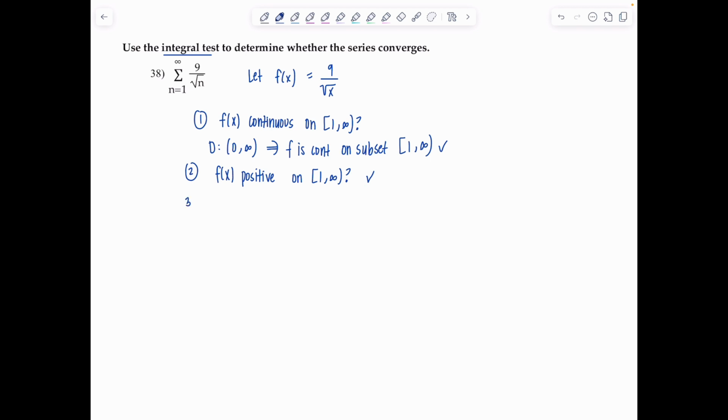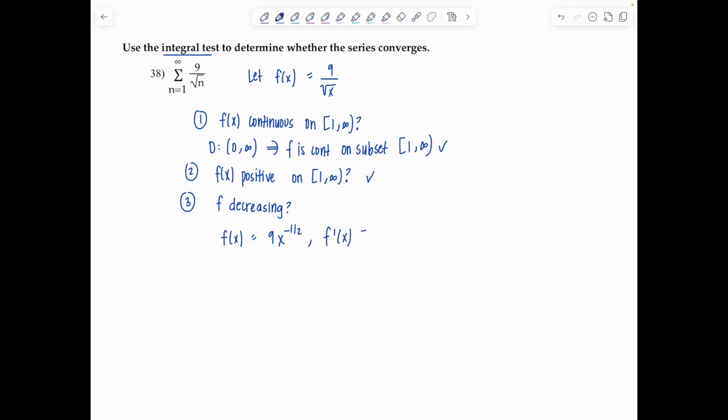And then the third thing I have to check is whether f is decreasing on the interval from 1 to infinity. It might be obvious to you because notice only the denominator changes as x changes, and if x gets larger, f of x gets smaller. If that makes you too nervous to just say by inspection, or if your instructor wants something really rigorous, you could just take a quick little derivative. So we know f of x is 9x to the -1/2.